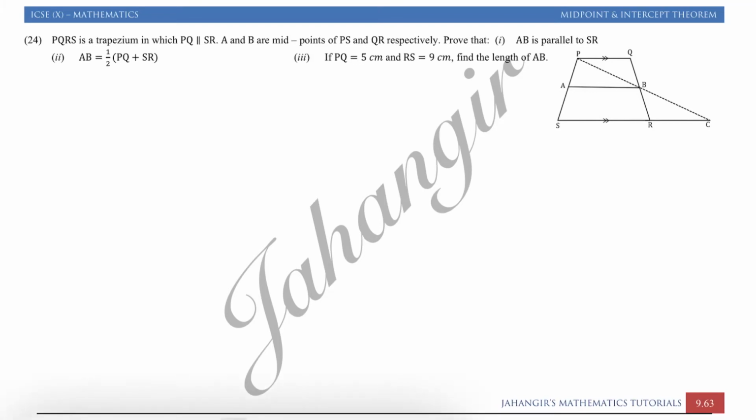PQRS is a trapezium in which PQ is parallel to SR. A and B are the midpoints of PS and QR respectively. Prove that AB is parallel to SR. We have to first prove that AB is parallel to SR. Then second part we have to prove AB is equal to half of PQ plus SR, and third part we have to find some values.